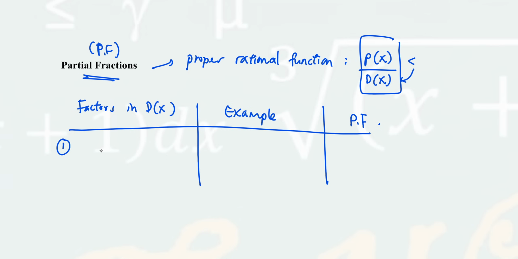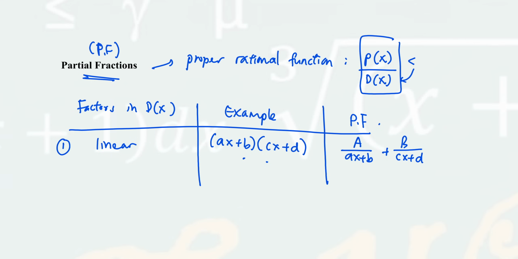Now we have three cases. The first case is you are given linear factors. For example, your denominator consists of ax plus b and cx plus d, so any two general linear factors. So your p(x) will be A over ax plus b plus B over cx plus d. Here we just check the factors in the d(x). That's why I give you these two as the factors in the d(x), an example of d(x).